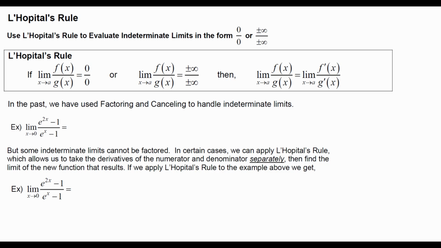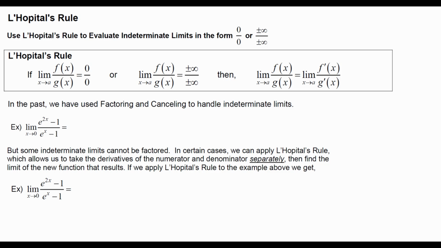When you plug x equals a into the function on the top and the function in the bottom to actually evaluate the limit, and if you get 0 over 0 or plus minus infinity over plus minus infinity, then you can take the derivative of the top function over the derivative of the denominator function, and then you can plug a in there.